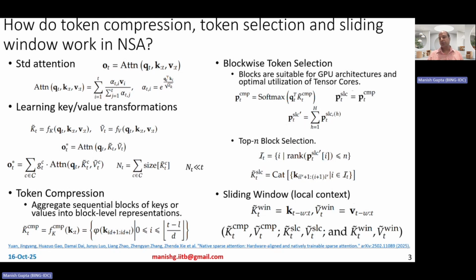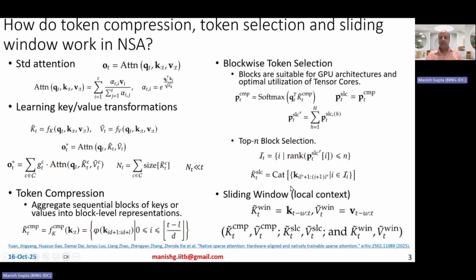you essentially choose the top k blocks, or top n blocks as it says, right? So you figure out n blocks, order them by the saliency or importance scores, and then choose the top n blocks. You concatenate those top n blocks, and that's your transformed key representation for the token selection strategy. Now you do the same thing, obviously, for value vectors as well.